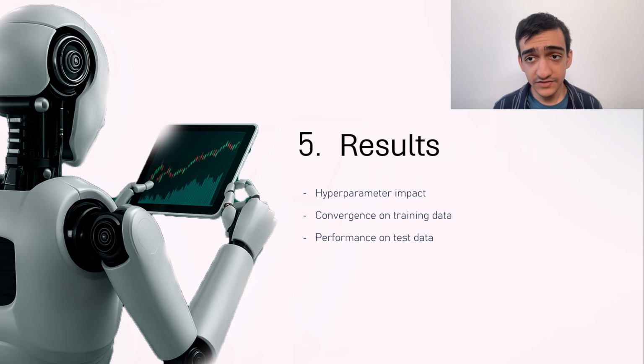Let's now look at the key results from our experiments comparing the performance of these algorithms. First up, we will look at the impact of different hyperparameters on performance. We'll use these for the later tests. We'll then look at the speed and quality of convergence on training data before looking at performance on unseen test data.